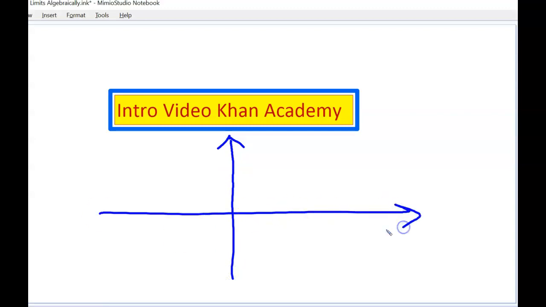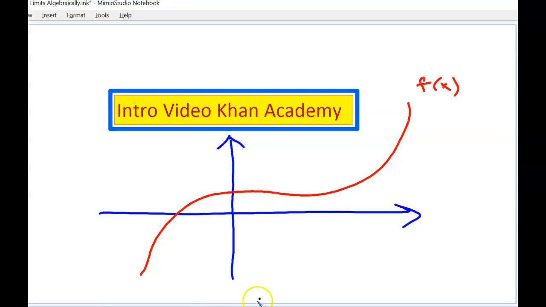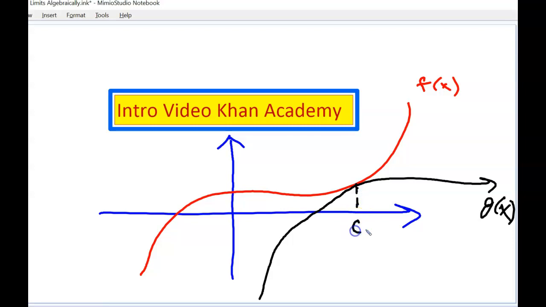If we have two functions, let's say we have a graph f of x that goes like this, and we have another function, say g of x, that goes like this, and let's say this value here is c. We can evaluate the limit as x approaches c of f of x and the limit as x approaches c of g of x, and let's say that we have h that falls in between these two. That would be h of x.